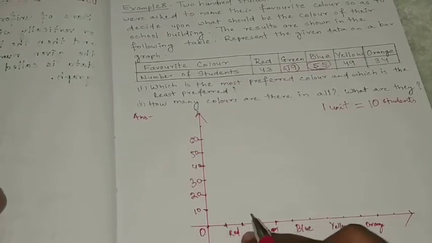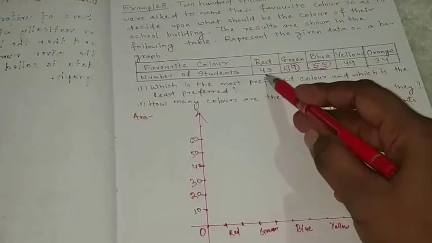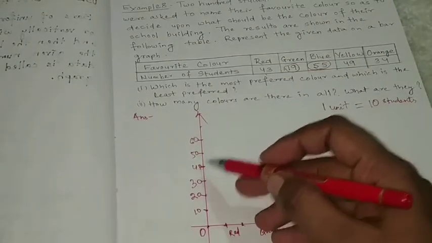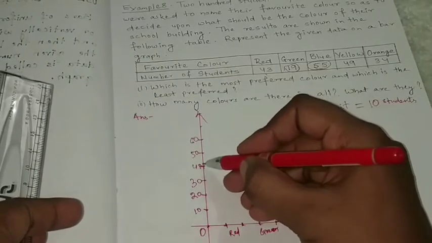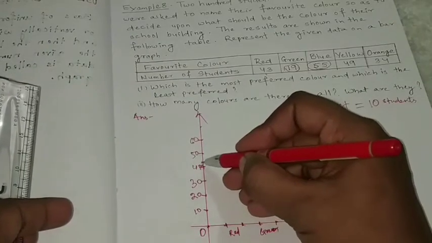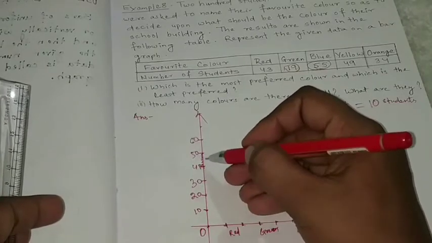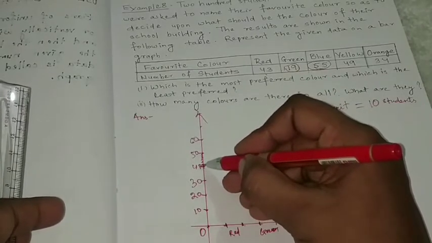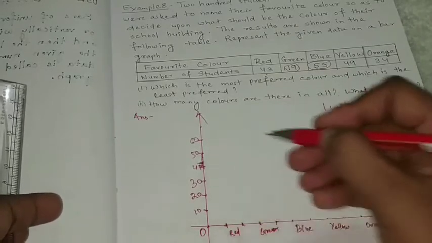So first I will take red. Red for how many? 43. So look here, 40 is there. 40 to 50 has 10 divisions. If I count 1, 2, 3, 4, 5, 6, 7, 8, 9, so 43 will be 1, 2, 3. So here I will get the 43.